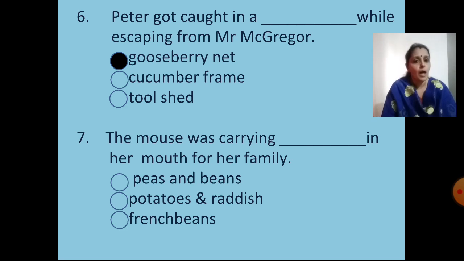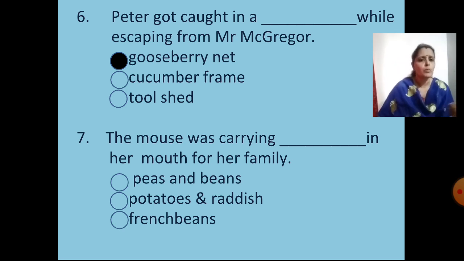Next one, the mouse was carrying dash in her mouth for a family. When Peter gets lost in the garden, he doesn't know where the gate is. He sees a mouse and asks the mouse, where is the gate to go out of the garden? At that time, the mouse was carrying food for her family in her mouth. What was the food that she was carrying? Was she carrying peas and beans or potatoes and radish or French beans? What was there in the mouse's mouth?